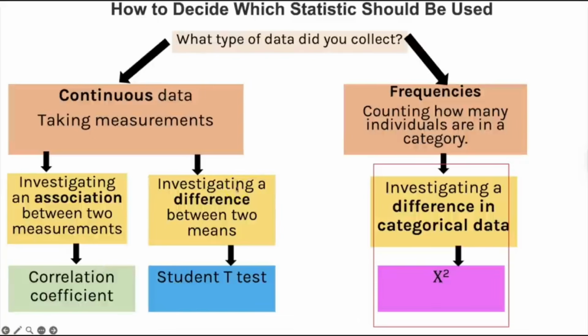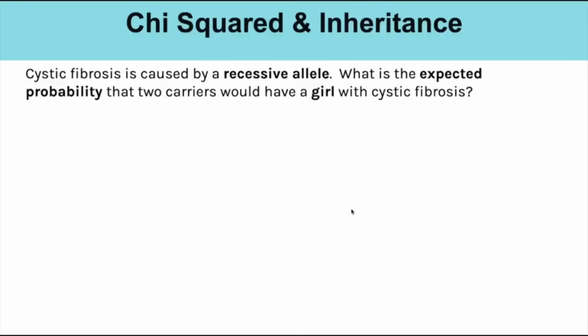So you could be asked to do a statistic on this, and it would be chi-squared, because you're looking at how many individuals fit into a category, or in this case for inheritance, how many individuals have a particular phenotype. And if we want to see, is there a difference between what we expect based on our Punnett square and what we actually observed, we can do a statistic to see if it's a significant difference between what we expected and what we observed. So here's an example.